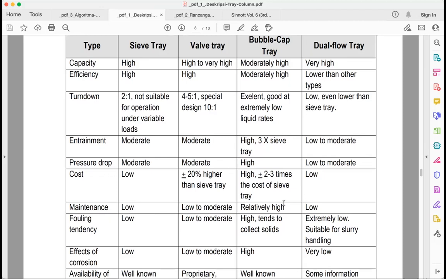Okay, and then a bubble cap has relatively high maintenance. If, for example, after a few years you have a corroded bubble cap, then we have to contact the vendor, buy the new one and install it again. Of course it will need a turndown, or there is no operation at that time.